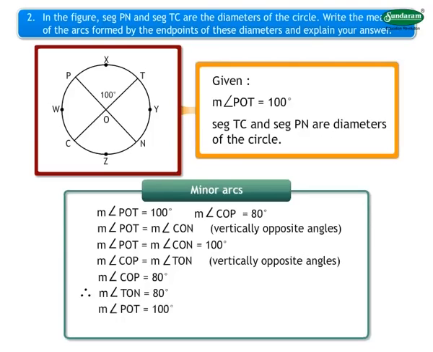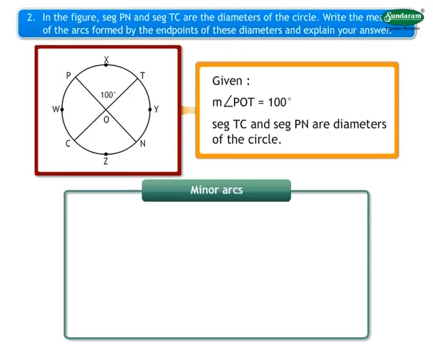The measure of angle POT is equal to 100 degree. The measure of angle COP is equal to 80 degree. The measure of angle CON is equal to 100 degree. And the measure of angle TON is equal to 80 degree. We have found the measure of all the angles. But we want to find the measure of all the minor arcs. Arc PXT, arc TYN, arc CZN and arc PWC.